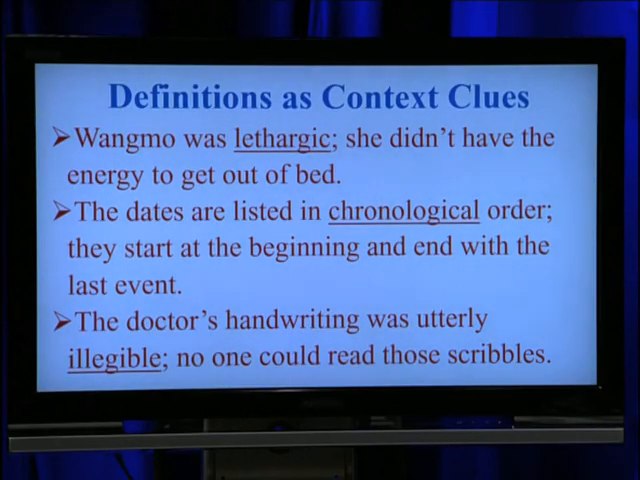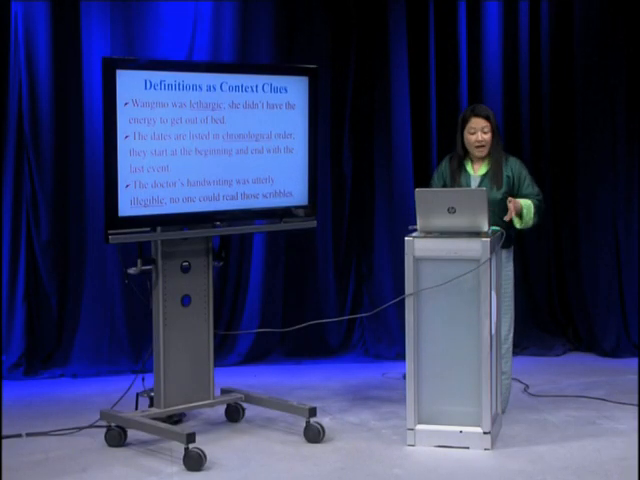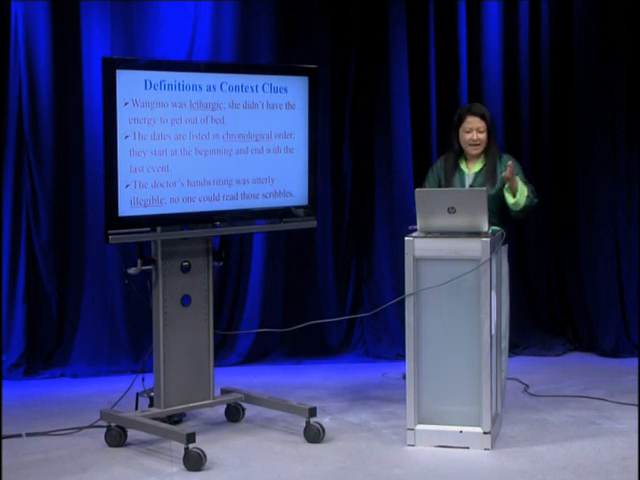The dates are listed in chronological order. They start at the beginning and end with the last event. Now here again, the author has defined what chronological order is. The doctor's handwriting was utterly illegible. No one could read those scribbles. If you look at this sentence carefully, the author has left the clue there, defined illegible clearly there.